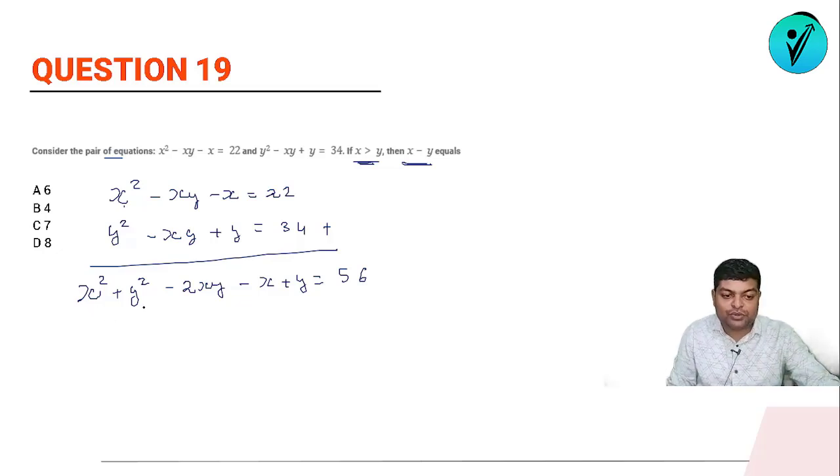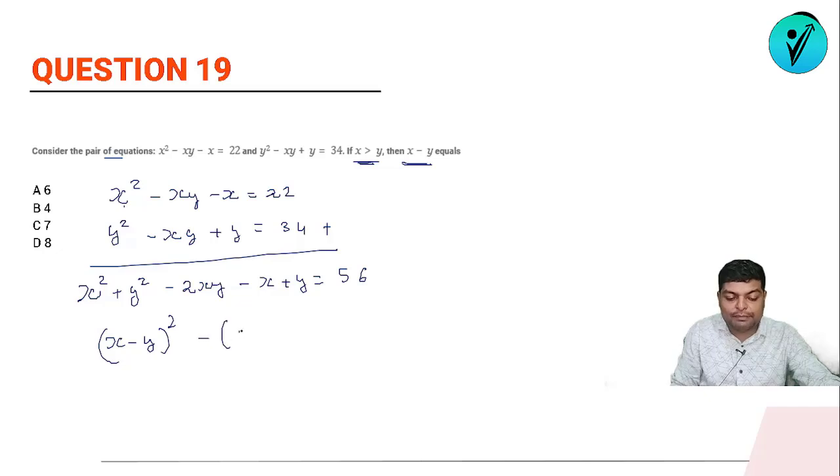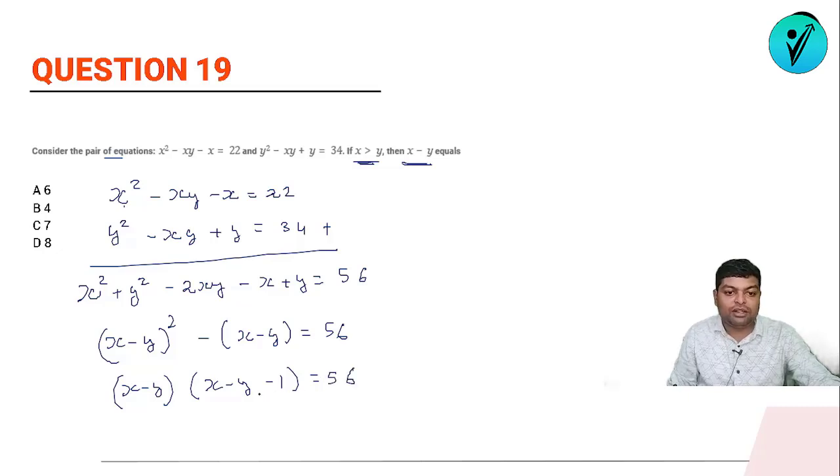So x square plus y square minus 2xy, is it x minus y का whole square? Similarly, if I take minus common, will it be x minus y again? And that is equal to 56. Again, अगर आप इसमें से x minus y common लोगे, so it will be x minus y into x minus y minus 1 equals 56.